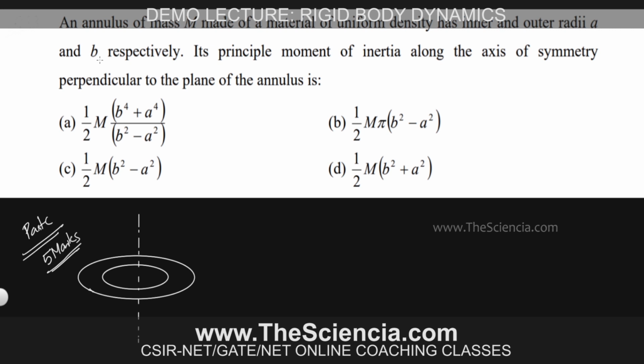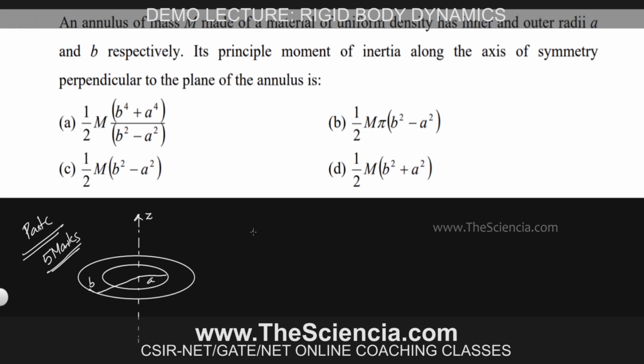The problem is: an annulus of mass m made of a material of uniform density has inner and outer radii a and b respectively. So the inner radius is a and the outer radius is b. Its principal moment of inertia along the axis of symmetry perpendicular to the plane of the annulus is. So this is that axis. We have to find the moment of inertia about this axis. That is the question.